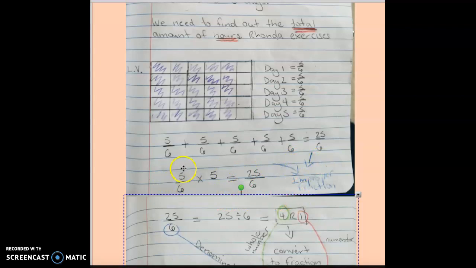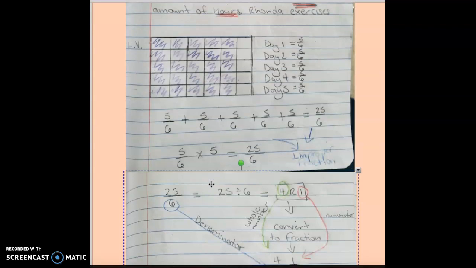I can also use multiplication to represent this same equation. So as opposed to writing 5 over 6 5 times, I can write 5 over 6 times 5. Now, when I'm multiplying a fraction by a whole number, I only multiply the numerator by the whole number, and that brings me to my new numerator. So 5 times 5 is 25, and I keep the denominator the same. So 5 over 6 times 5 is equal to 25 over 6.